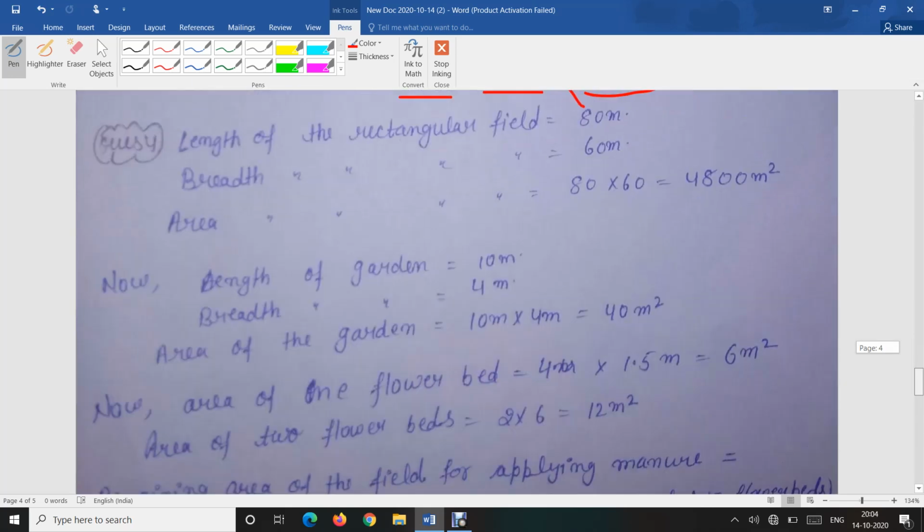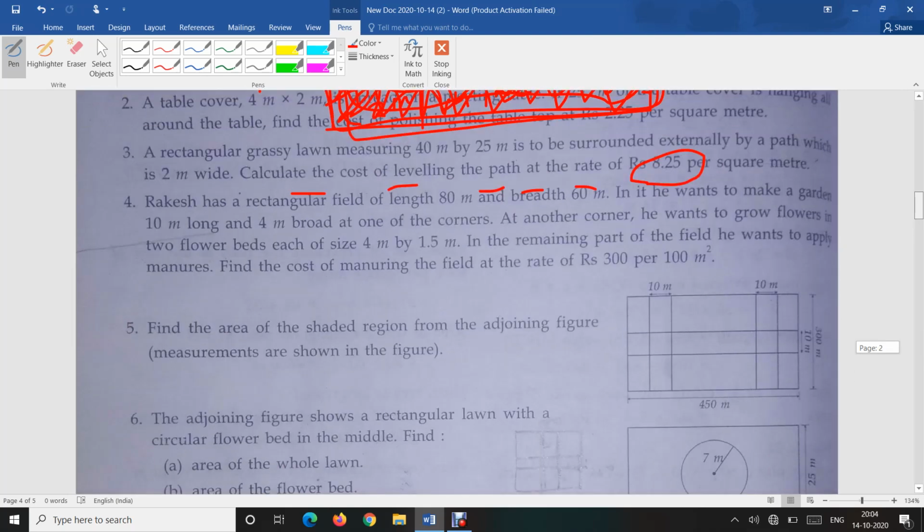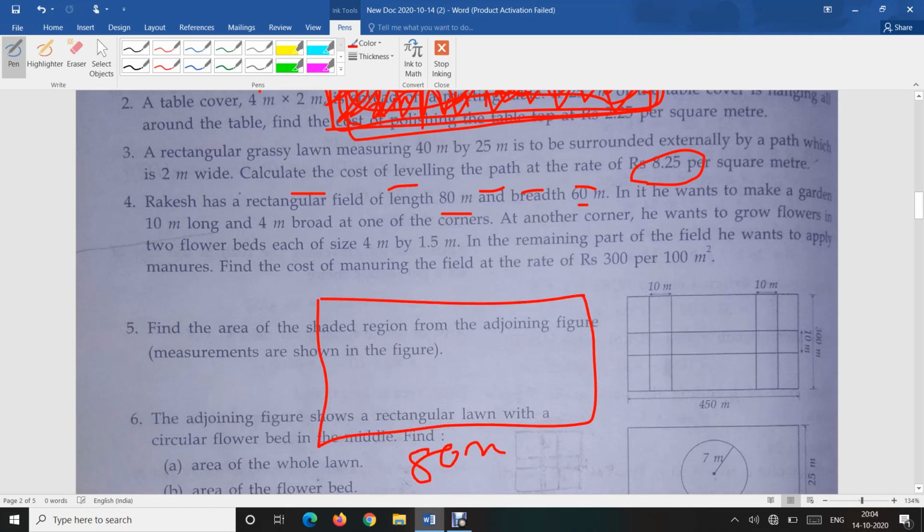Now let us move towards the next question. Let us have a look at question number 4. The question number 4 is saying that Rakesh has a rectangular field of length 80 meter and breadth 60 meter. So there is one thing which is clear from here, that Rakesh has a rectangular field whose length is 80 meter and breadth is 60 meter. This is 80 meter and this is 60 meter.